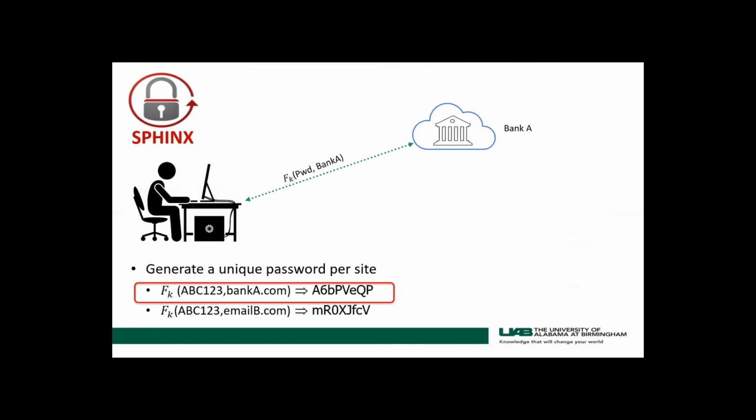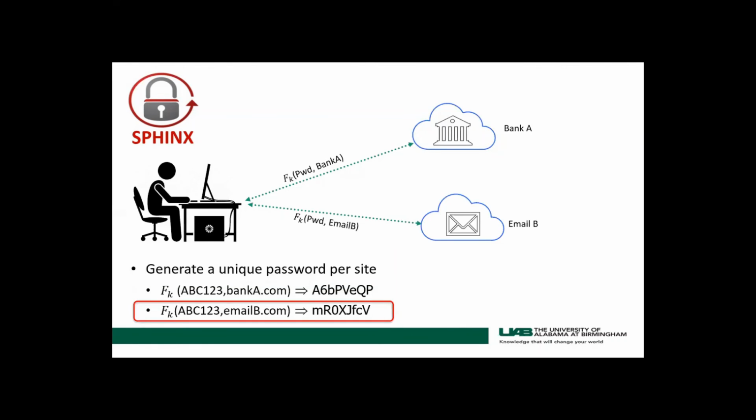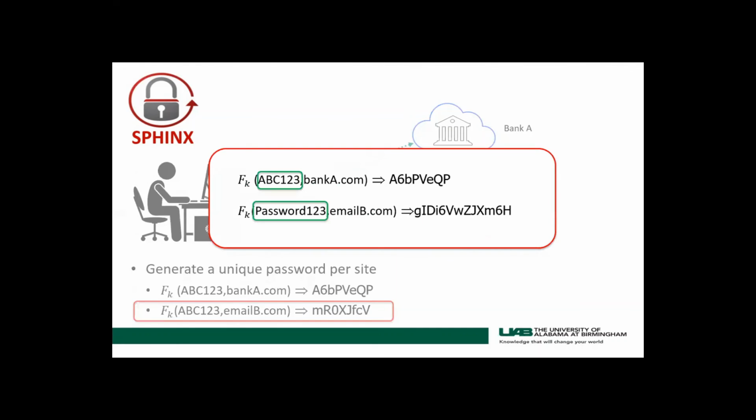The user enters his password, and Sphinx maps the user's password to a strong and complex password using the user's password, the key, and the service's domain name. So, if the user uses the same password with a different service, it will generate a different password. Sphinx allows the user to use a different password with different services, so the user does not have to use the same password across different services.